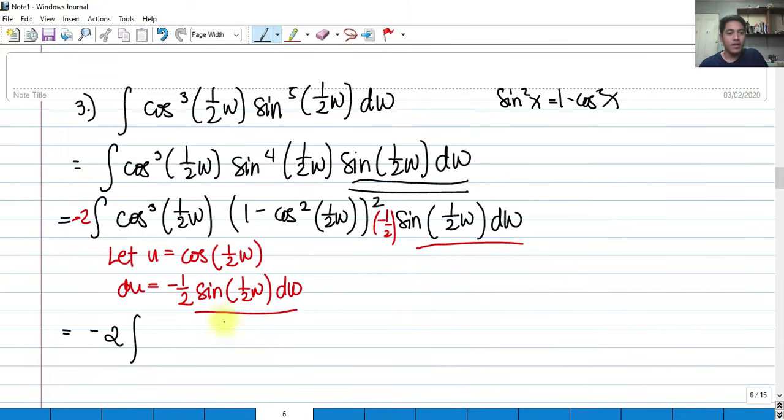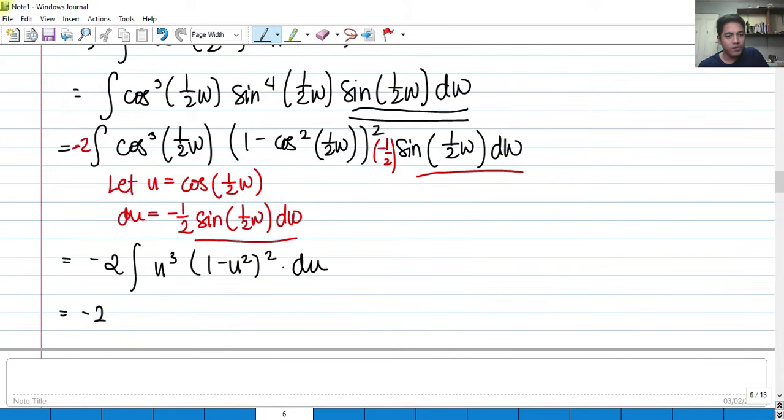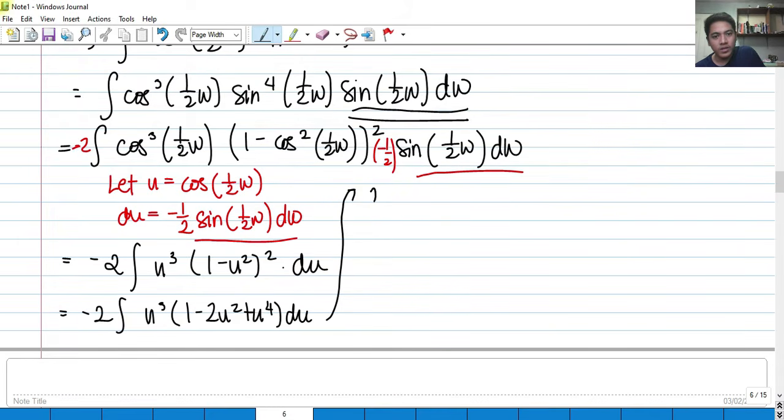We have negative 2 times the integral of u raised to 3, times 1 minus u squared, squared, and then du. Expand again: we have 1 minus 2u squared plus u raised to 4, and du. Again, distribute the u raised to 3. This is negative 2 times the integral of u raised to 3 minus 2u raised to 5 plus u raised to 7, du. Okay, so we have the negative 2.